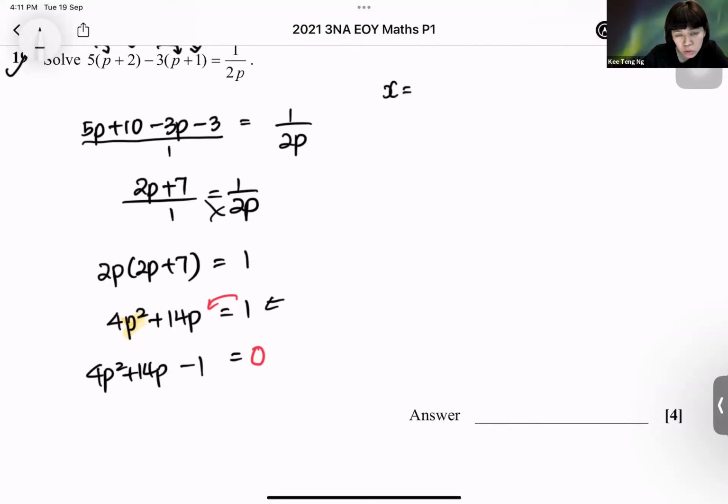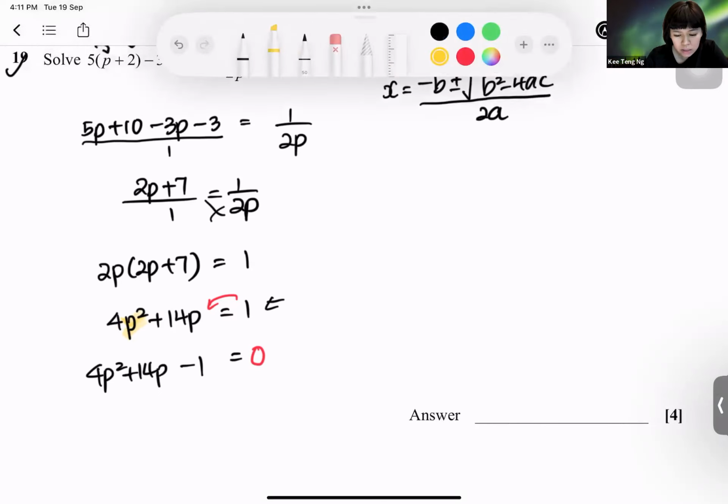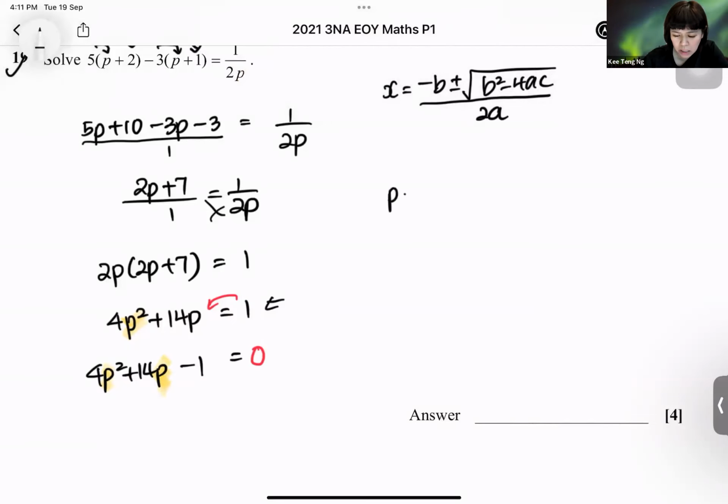x equals negative b plus minus square root of b squared minus 4ac, over 2a. However, in this case, the variable is the letter p. So we cannot use x equals; it will be p equals. Let's see. a equals 4, b equals 14, c equals negative 1. Then we'll plug it in.